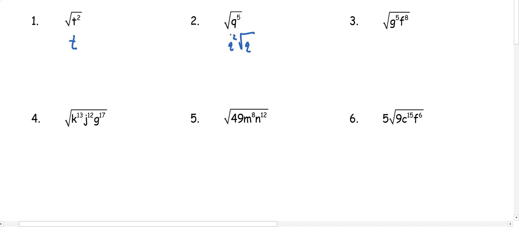Number 3 has two variables underneath. It has a g and an f. So the g is odd, which means one g is going to have to stay under the square root. 5 minus 1 is 4. Divide by 2 gets us g squared. F to the 8th is even, so we just divide 8 by 2, and we get f to the 4th.